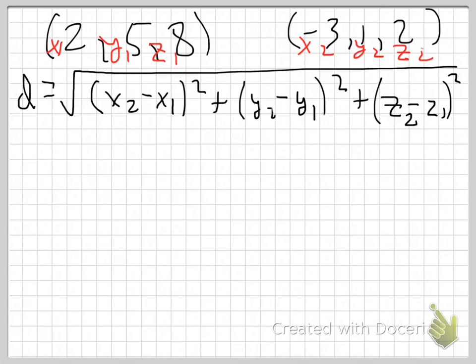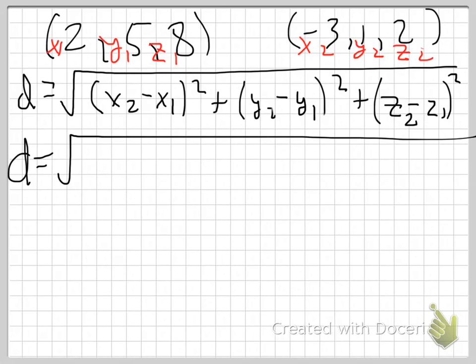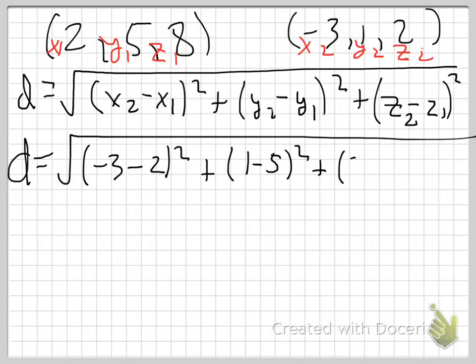Okay, so we get this long thing going. Again, why aren't we taking the negative of the square root? Because we don't want negative distances. So I'm just ignoring that. So I have -3 minus 2 squared plus the y's, 1 minus 5 squared plus the z's, 2 minus 8 squared.